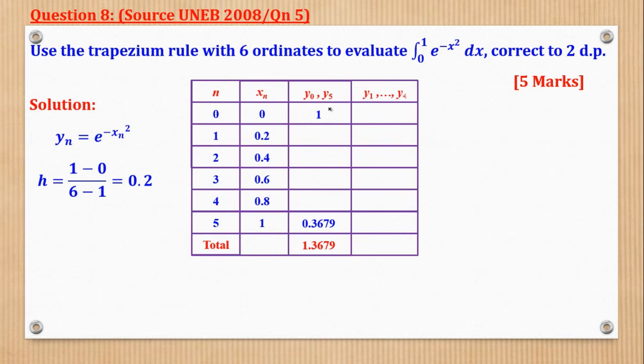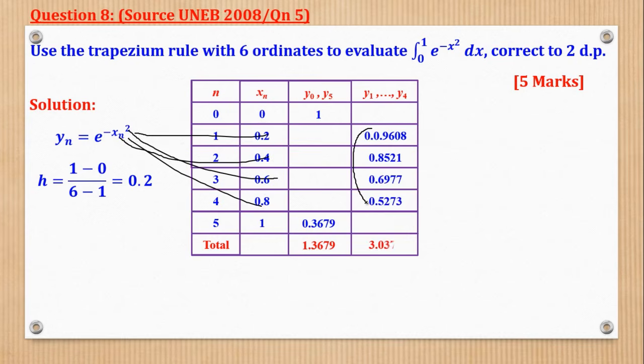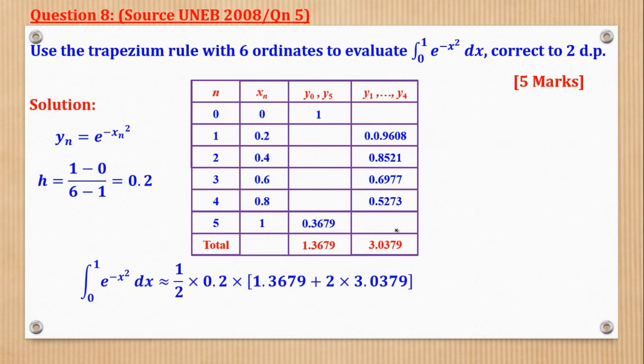The next is the intermediate values of y. So intermediate values of y, when I put this value of x here, come up with that, put this one here, come up with that, put this one here, come up with that, put this one here, come up with that. Then next add all these values to come up with that. So after that we shall now substitute in our formula for trapezium rule, then use a calculator to come up with our answer as 0.74 to 2 decimal places.